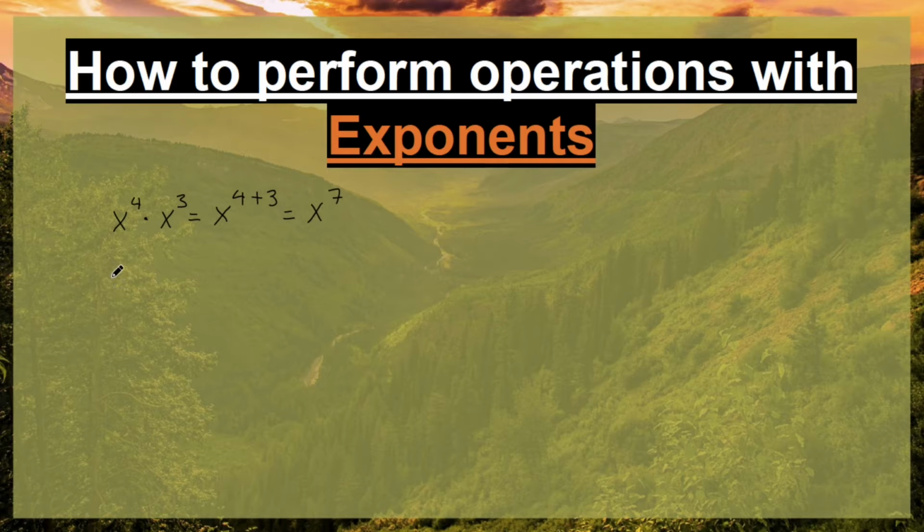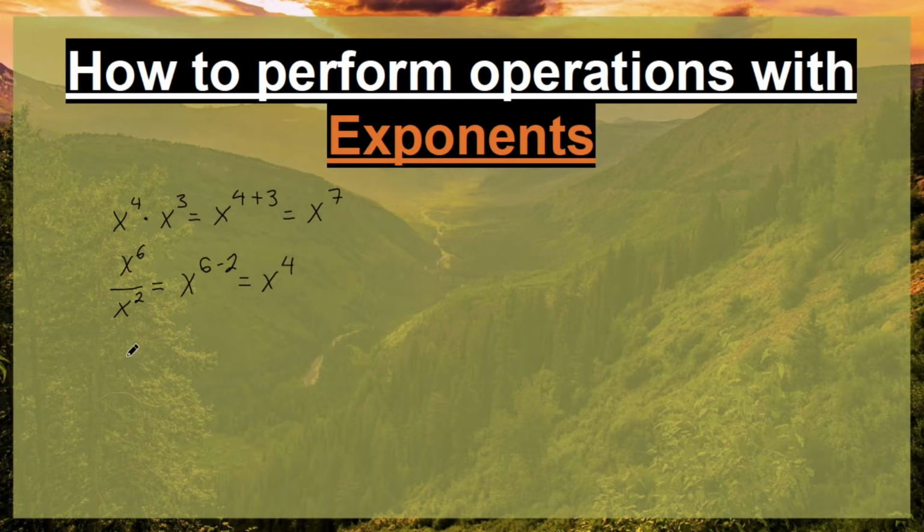If we had x to the power of 6 divided by x to the power of 2, we would need to subtract the exponents. This would turn out to be x to the power of 6 minus 2, which is x to the power of 4.